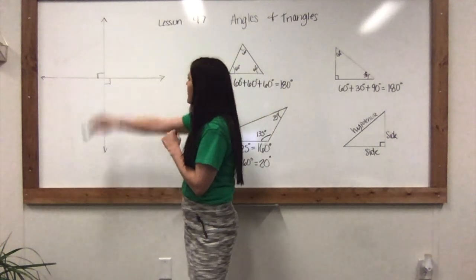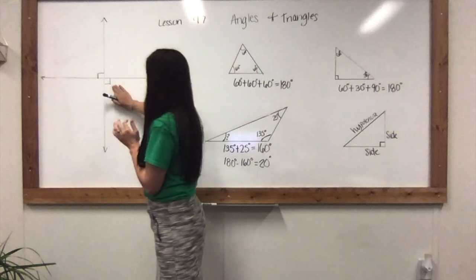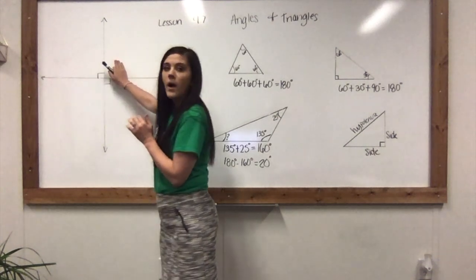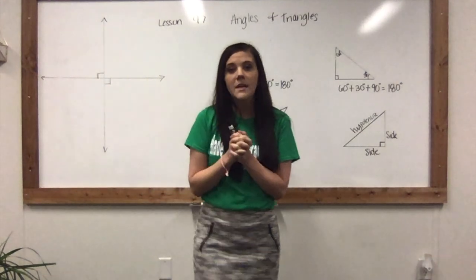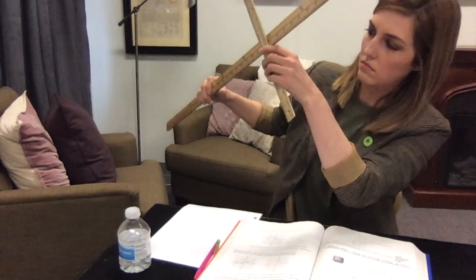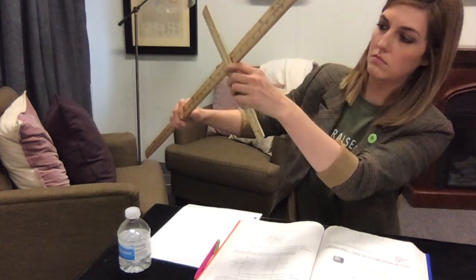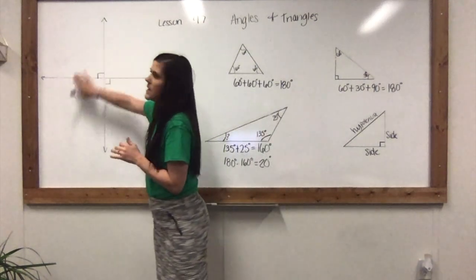So here we have intersecting lines. These actually form right angles because all of these angles measure 90 degrees. Okay, so these are all examples of angles.